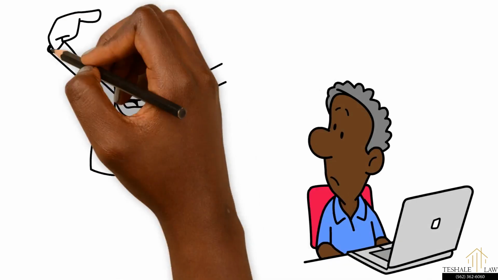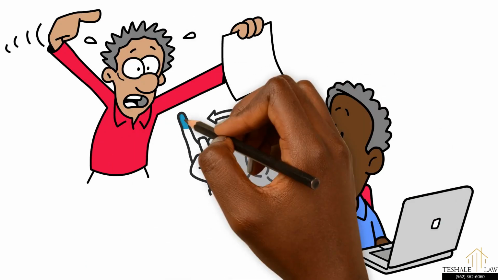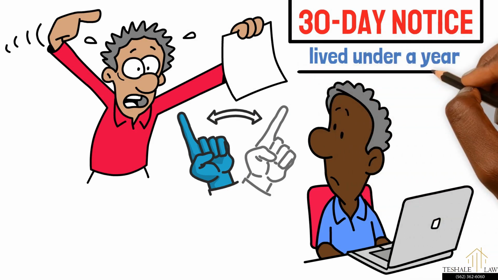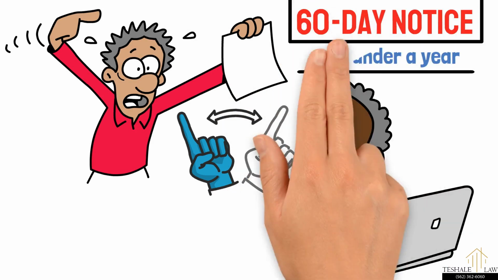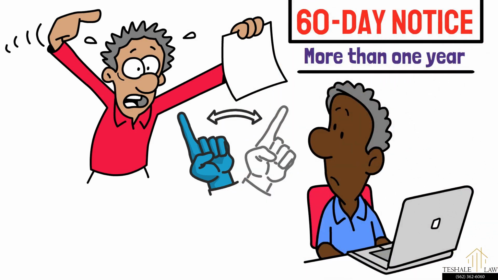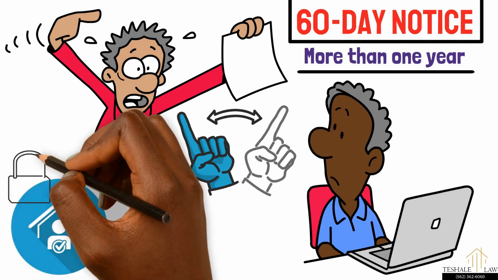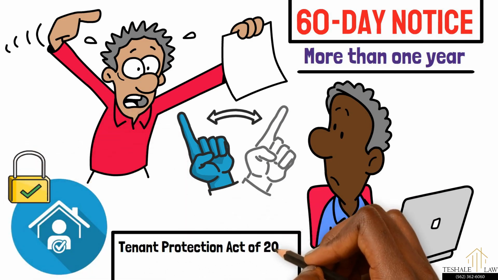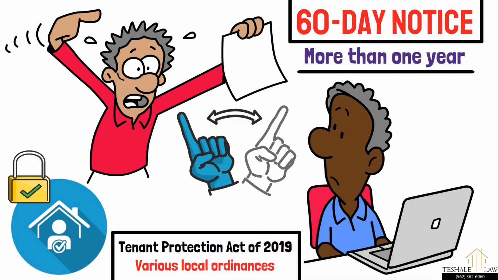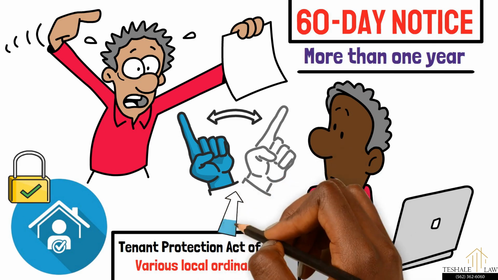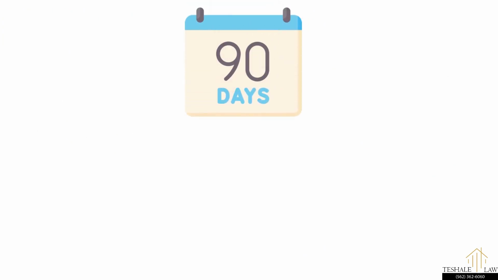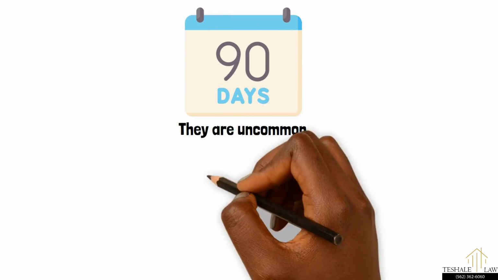If your landlord is seeking to evict you without providing any reason, they must serve you with a 30-day notice if you have lived in the property for under a year, and a 60-day notice if you have lived there for more than 1 year. However, if your tenancy is protected under just cause protections, such as the Tenant Protection Act of 2019 and various local ordinances, these notices cannot support an eviction. We will discuss these protections in a separate video. There are also 90-day notices, but they are uncommon, so we will not discuss them today.